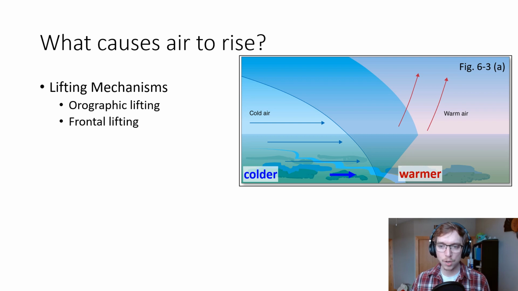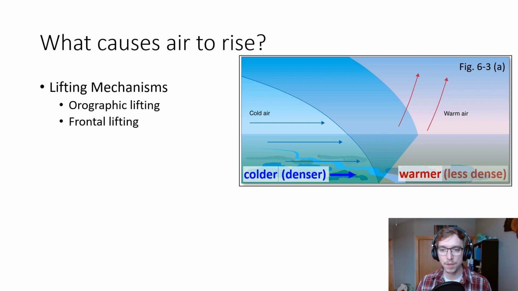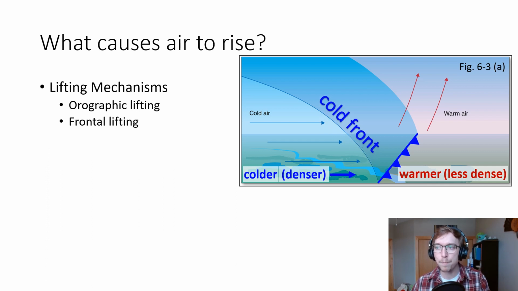The wedge kind of shape here, or this kind of blunt nose shape, is going to force into the air. Now, warm air is less dense. Cold air is denser. So that's going to cause the warmer air to rise. This is the symbol we typically see, this blue line with triangles jutting off it. That's typically what we see for a cold front.